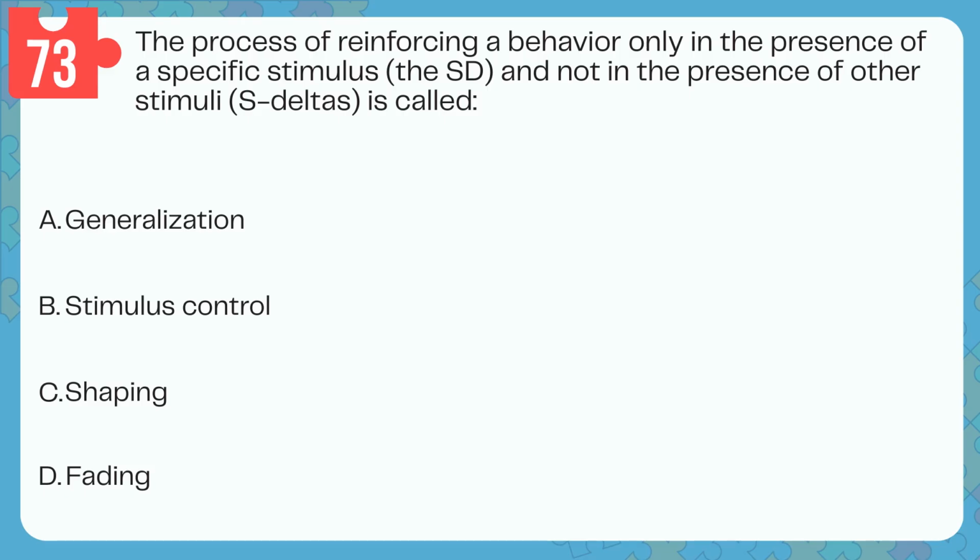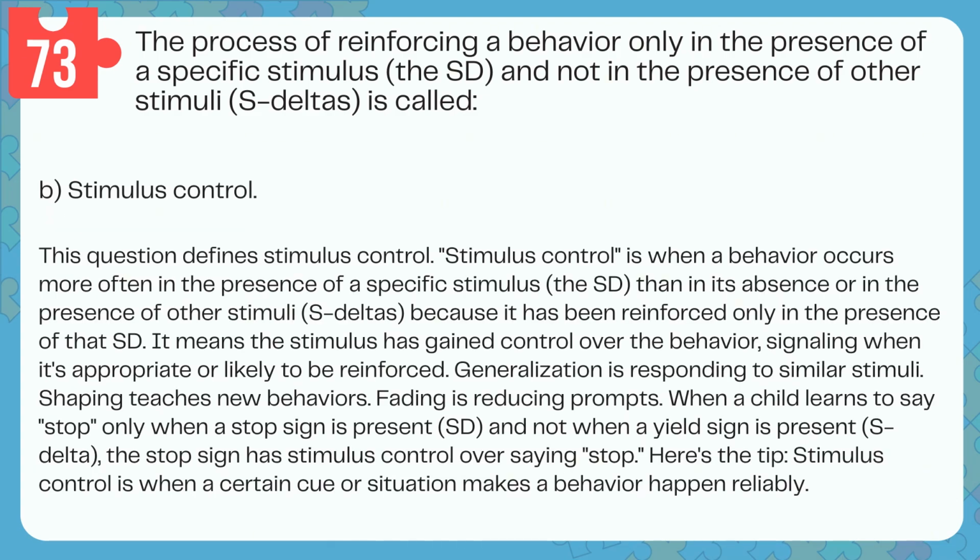Question 73. The process of reinforcing a behavior only in the presence of a specific stimulus, the SD, and not in the presence of other stimuli, S deltas, is called A. Generalization, B. Stimulus control, C. Shaping, D. Fading. Answer: B. Stimulus control.